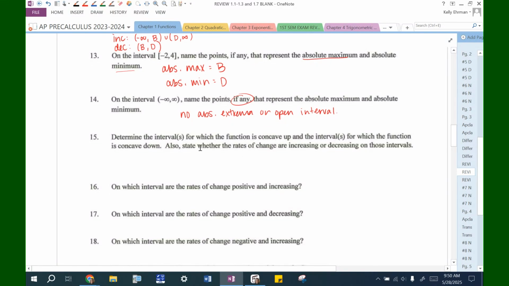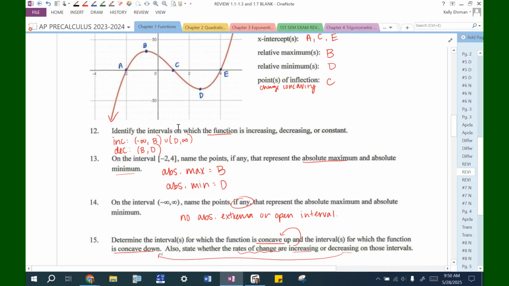Determine the interval or intervals for which the function is concave up and the intervals for which the function is concave down. Also, state whether the rates of change are increasing or decreasing. So I already know this answer. Concave up, rate of change is increasing. Concave down, rate of change is decreasing. Do not overthink it. Now we just have to find the right sections.